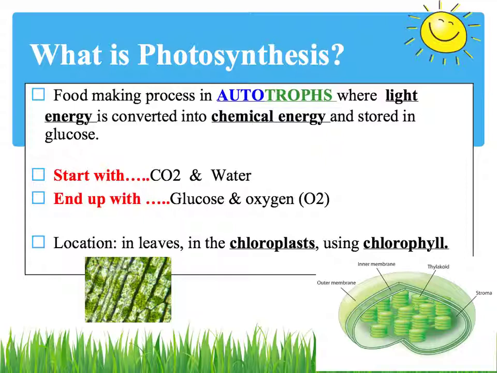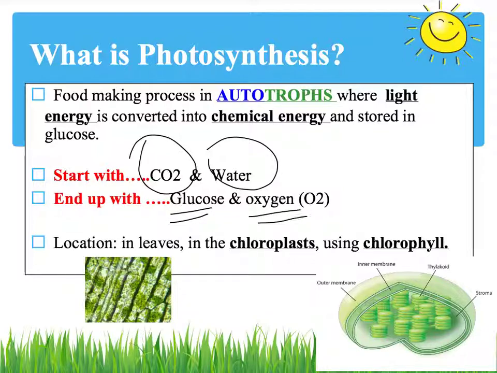So what is photosynthesis? Well, photosynthesis is a food-making process that happens in autotrophs where they take light energy from the sun and convert it into chemical energy, and it's stored in the glucose molecule. For this to happen, we need ingredients. So the starting ingredients would be carbon dioxide and water, and in the presence of light, these two will combine to produce glucose and oxygen.